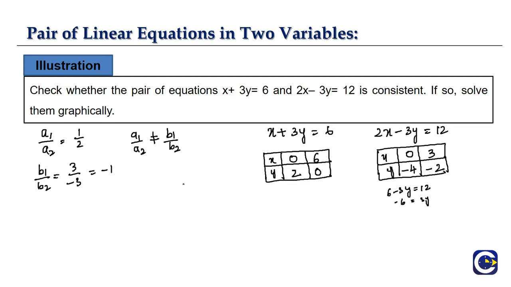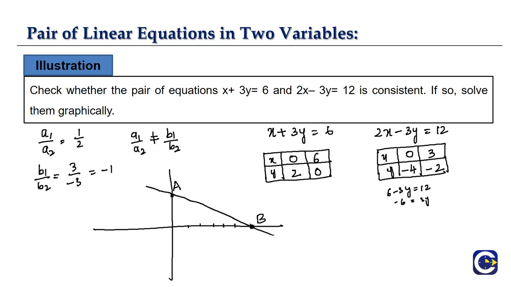Let's plot the graph of these two equations. The first one is 0, 2: x is 0, y will be 2. It will be somewhere here, so let this be point A. The next one is x is 6 and y is 0, somewhere here, so let this be point B. Passing through point A and point B, we have the graph of our first equation, a straight line.